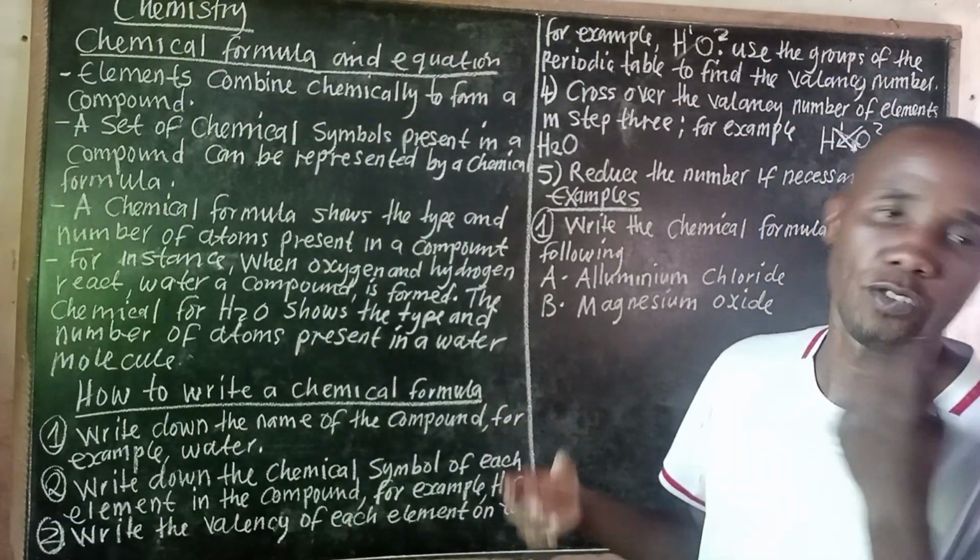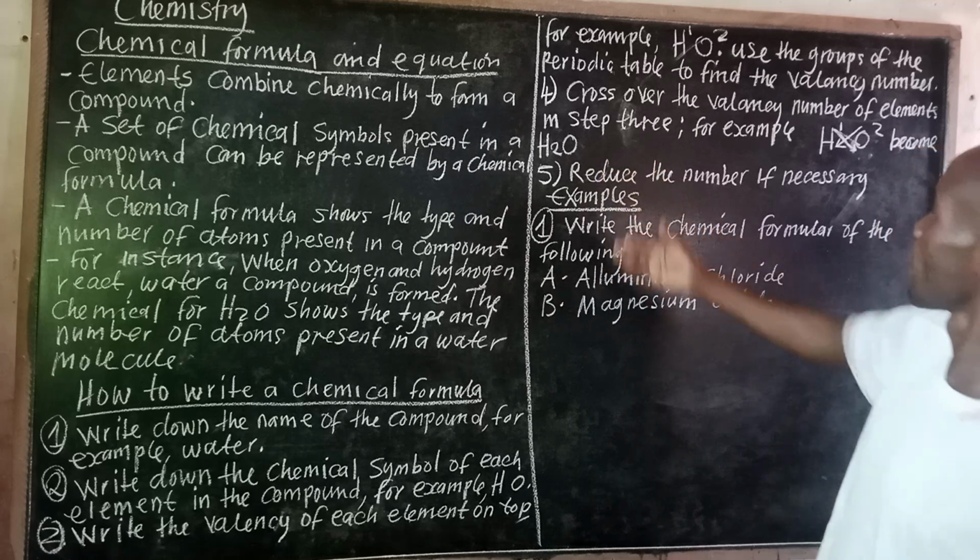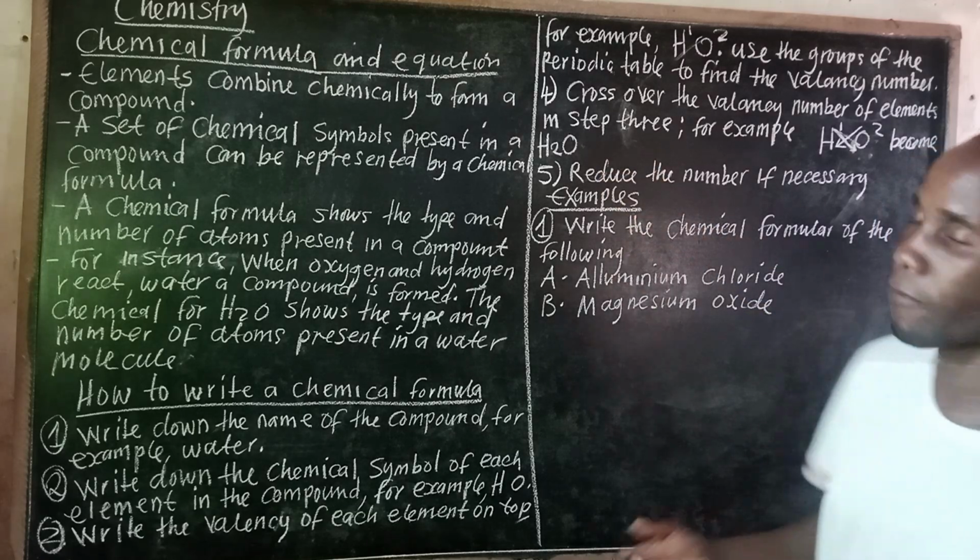Because when you reduce 2 into 2, it will remain 1. Even this side, 2 into 2, 1. This is what it means on step 5: reduce the number if necessary.